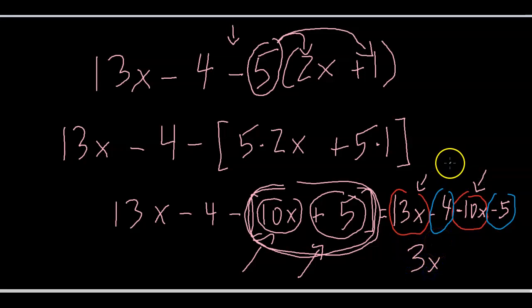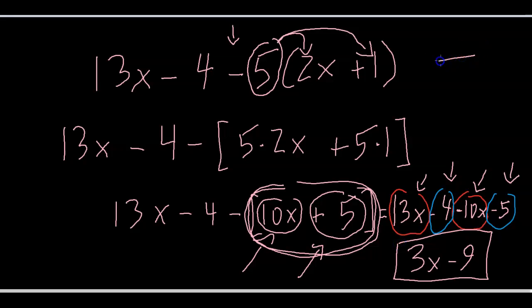And what next? What are our constant terms? We start with negative 4, right? Because the first time we see a constant term, there's a subtraction sign in front of it. So we start with negative 4, and then from that we subtract 5. So negative 4 minus 5 is negative 9. So our constant term is minus 9. So here is the simplified expression of what we started with, 3x minus 9. All right, let's take a look at a couple more examples.